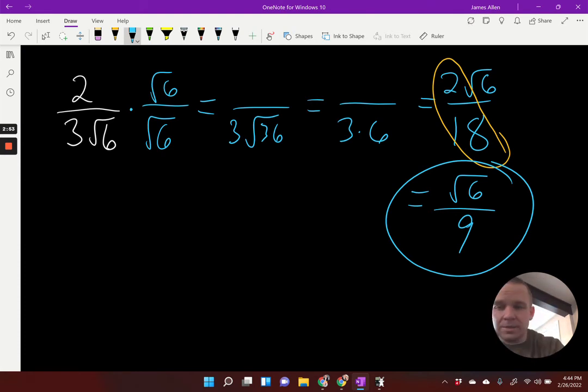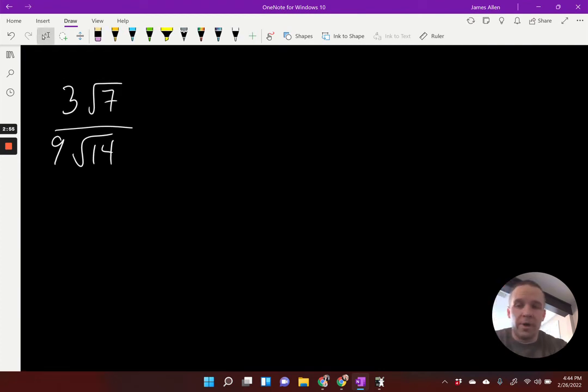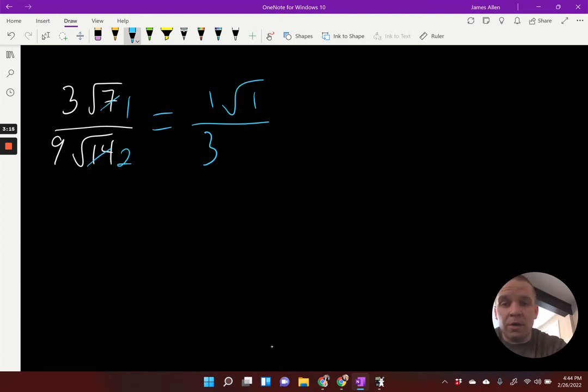Let's try uno más. Oh boy, got a whole lot going on in this one. But I can actually simplify beforehand. So let's do that. The 3 over the 9 would give me 1 over 3. And the root 7 and the root 14, those are both in the square root. They're both divisible by 7. That's going to give me 1, and that's going to give me 2. So now I'm going to have the square root of 1 over the square root of 2. So let's clean this up a little bit. Square root of 1 is just 1. So I got 1 times 1 in the numerator, which is just 1 over 3 root 2.